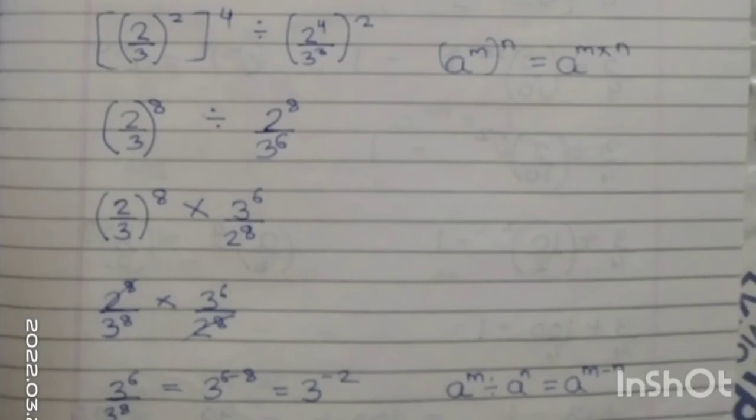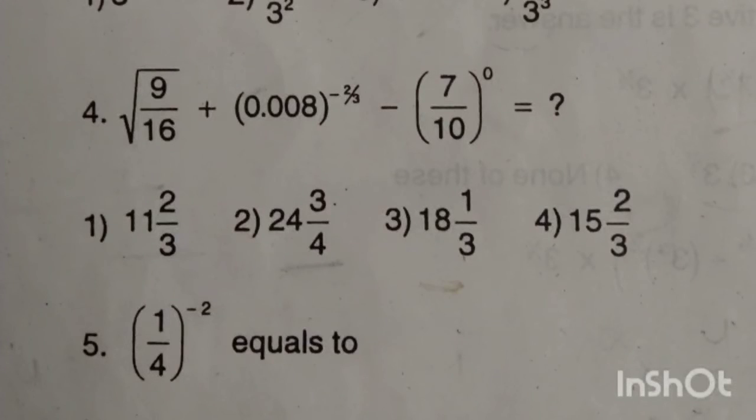Now it is in division form. If you want to change it into multiplication form, you reverse the second fraction. So while reversing, it will be 3^6 divided by 2^8. Now you can cut 2^8 and 2^8, so it will result in 3^6 divided by 3^8. By the quotient law, it will be 3^(6 minus 8), which is 3^(minus 2), which is 1 divided by 3^2. The answer for the third question is 1 divided by 3^2.